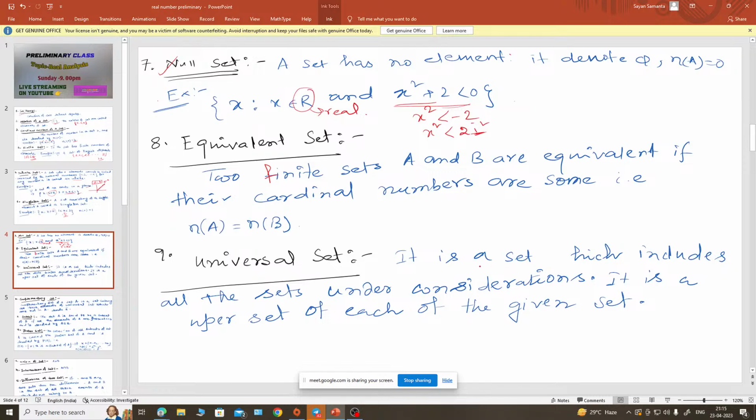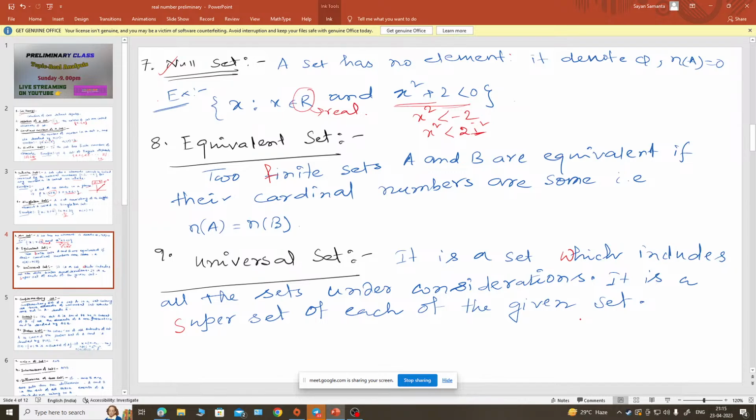If it is a set which includes all the sets under consideration, it is a superset of each of the given sets. Universal set means the whole total set, and it is a superset of each of the given sets. Null set, equivalent set, and universal set.